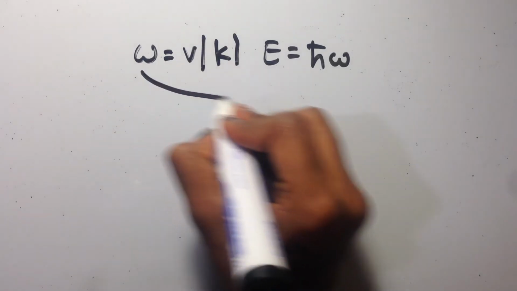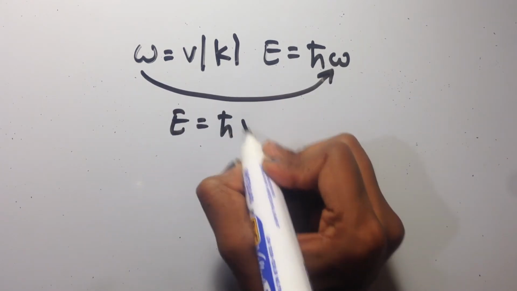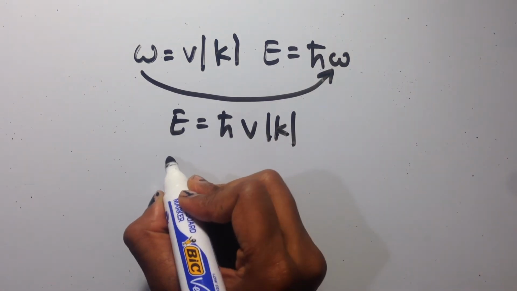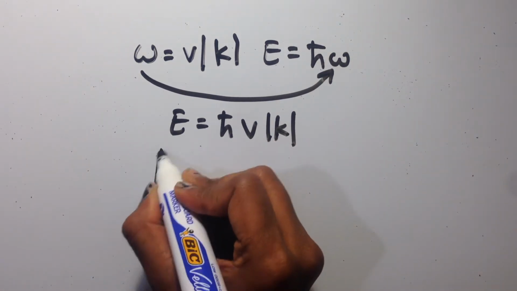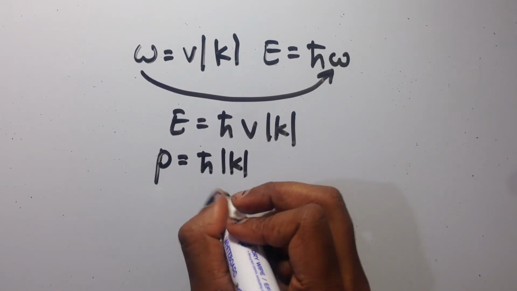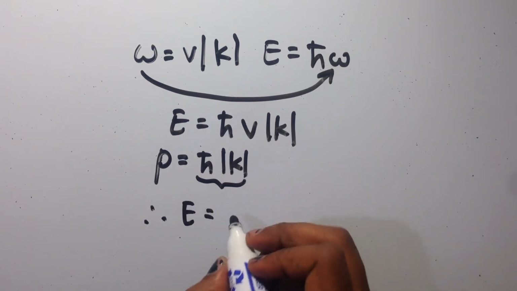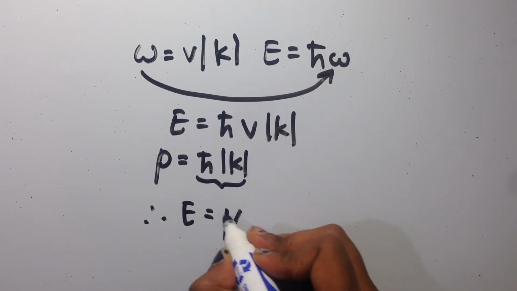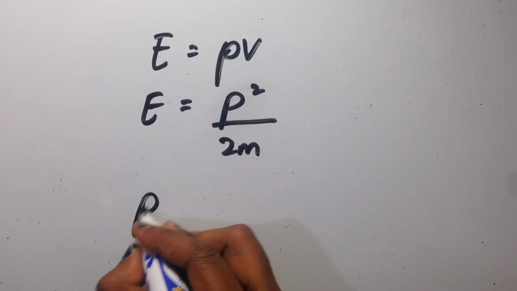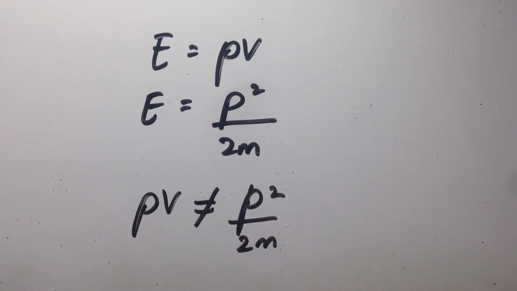Subbing in our equation for omega into our equation for energy gives us E equals h bar v k. We know that momentum p equals h bar k. Therefore, our energy E will equal pv, which is the energy of a photon. We can see that this doesn't agree with our equation for energy of a classical particle, which is p squared over 2m.